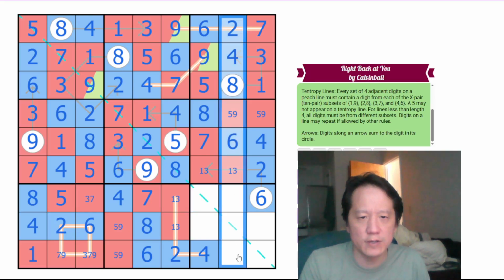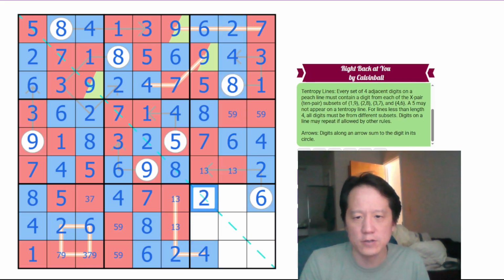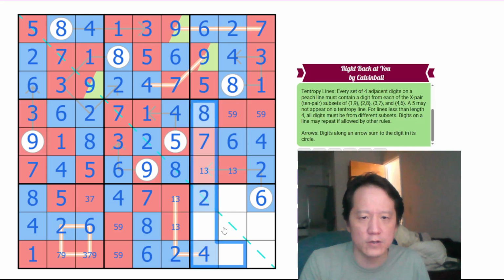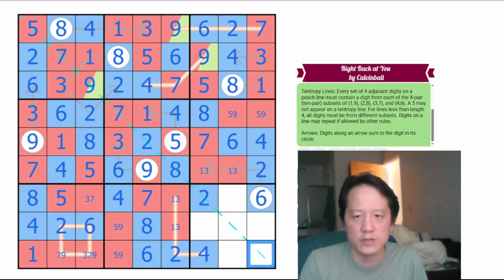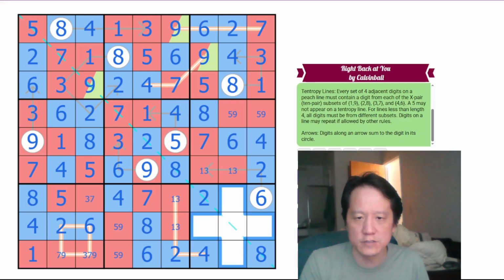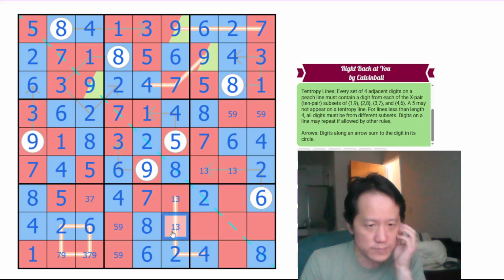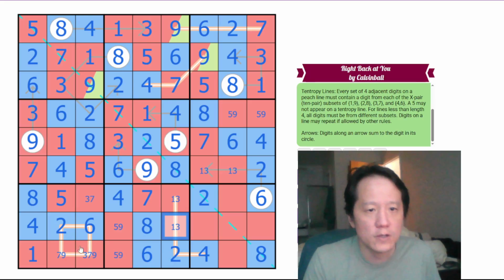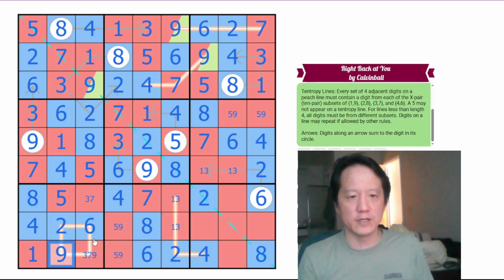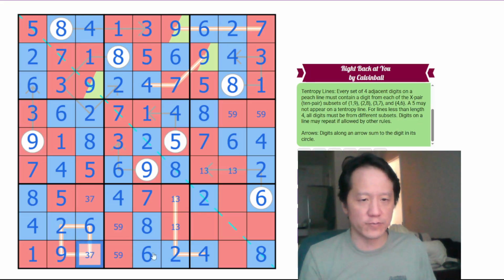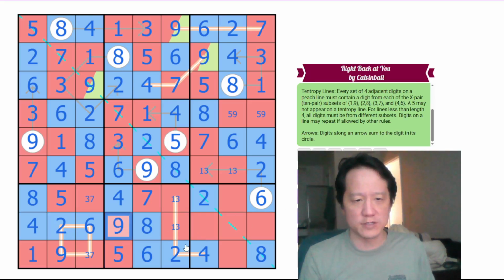2 cannot be here, or here, or here, or here, so 2 has to be here, which is an even. 8 can't be here, here, or here, so 8 has to be here, which is even. That leaves odds in the remaining digits, so these are all odds. This can't be 7, so this must be 9, which means this is a 3-7 pair here. This 9 eliminates 9 here, so this is 5, which makes that a 9.